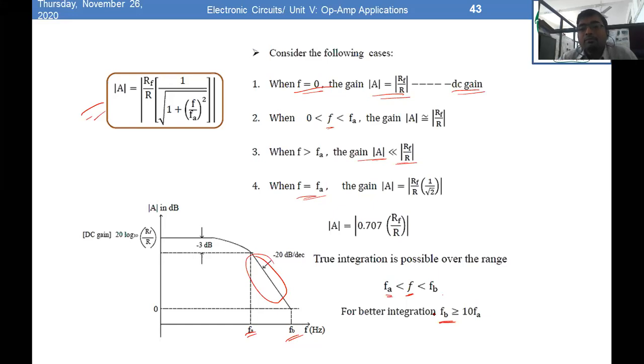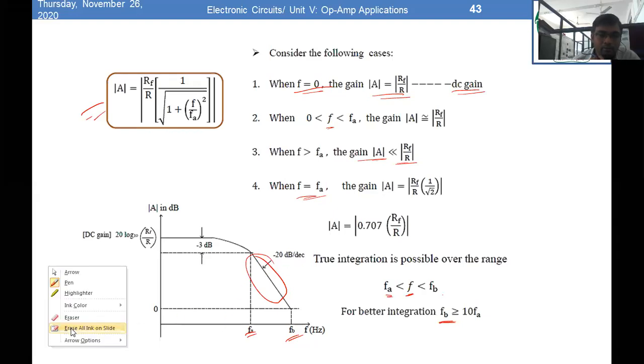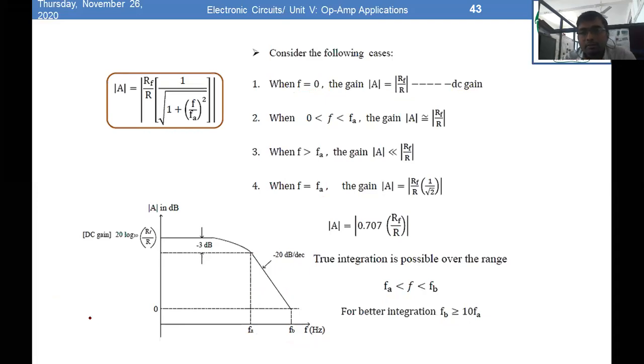So these are some standard relationships that you have to follow when you are designing any integrator circuitry. Please take a screenshot. These are very important facts that I have shown in the slide, and they would also be useful for the objective questions as well.